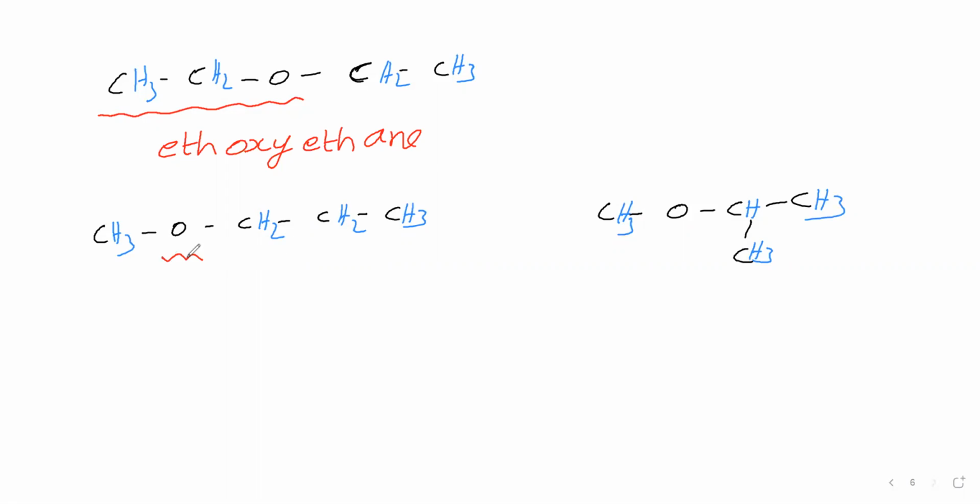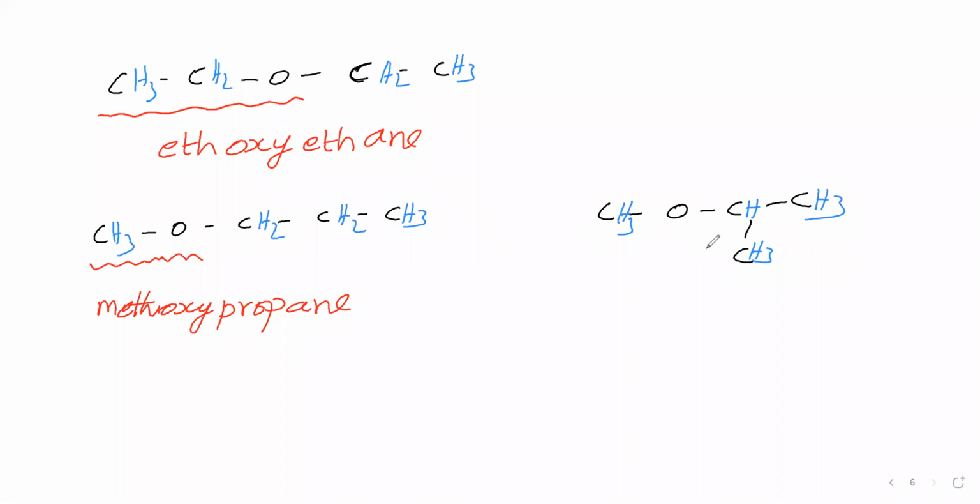Start from oxygen. Go either left or right. Which side number of carbons less, that side you go. So you have to go this side. So here number of carbons 1, therefore meth. Oxygen name we have to say oxy, therefore methoxy. Now we will say right side name. Here 3 carbons, therefore prop. Carbon-carbon single bond, therefore ane.